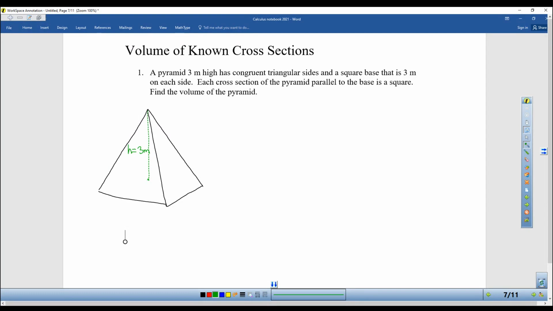It also has a square base with 3 meters. So this distance, not drawn to scale, clearly, 3 meters. Each cross section of the pyramid parallel to the base is a square. So think about that. If you were to cut cross sections, if you were to run this through our slicer, then you would be getting squares. So I'm adding up a bunch of squares.